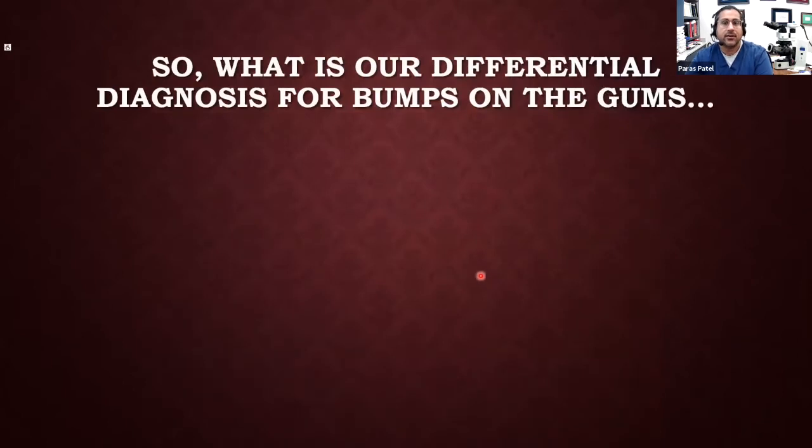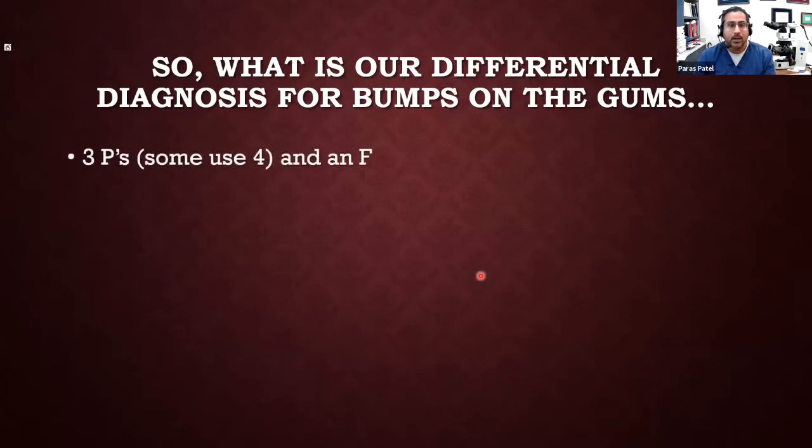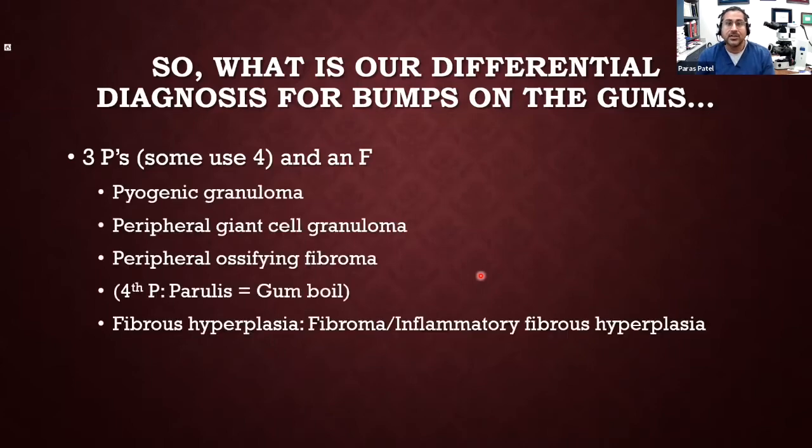So after all of this stuff that I've talked to you about now, what are our classic things that we're going to consider in our differential diagnosis for bumps on the gum? Well, as we were taught in dental school, and I teach the hygiene folks here in my residency, you consider the 3 Ps and the F. That's the way I was taught it. Some use 4 Ps, and the 3 Ps are clearly pyogenic granuloma, peripheral giant cell granuloma, and peripheral ossifying fibroma.